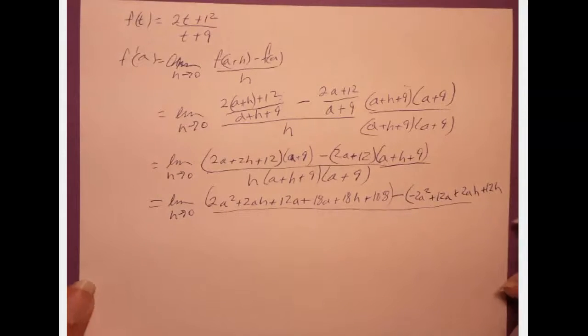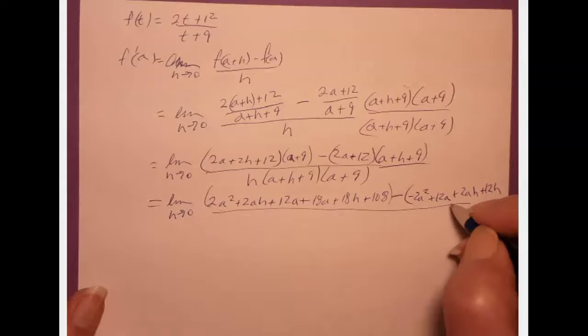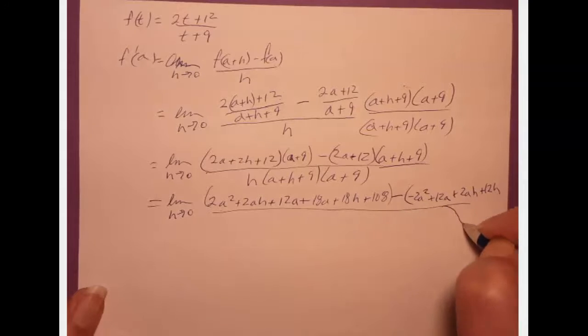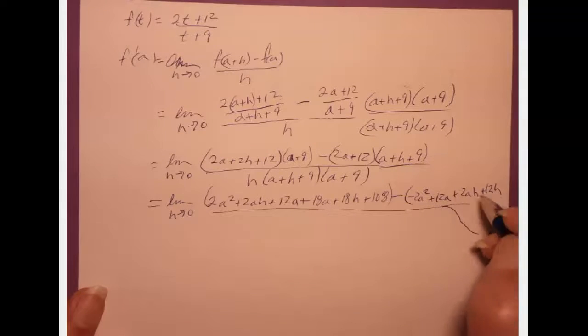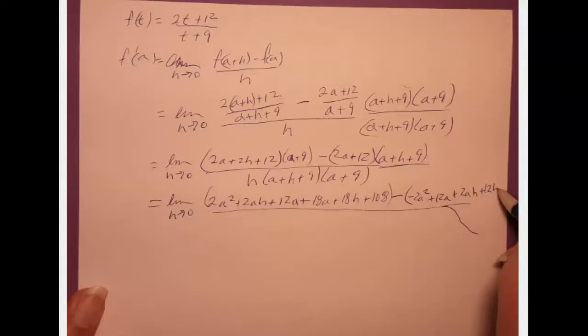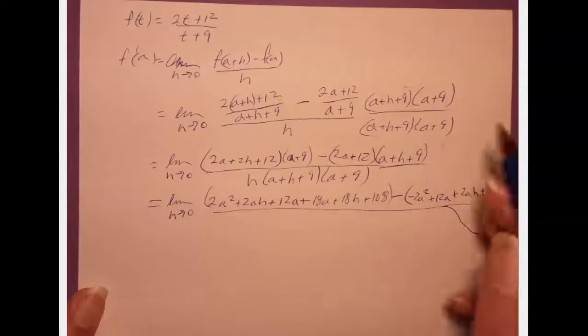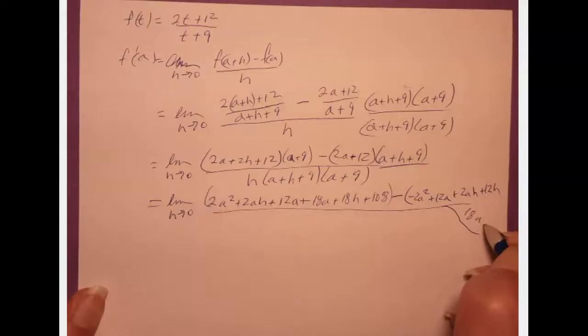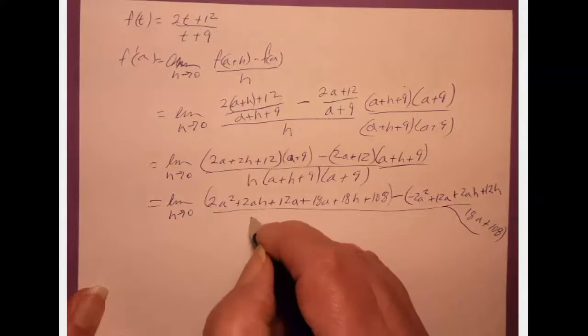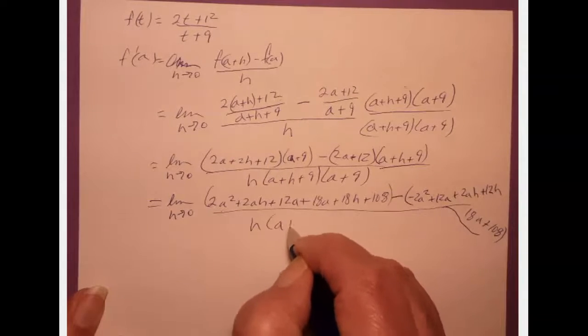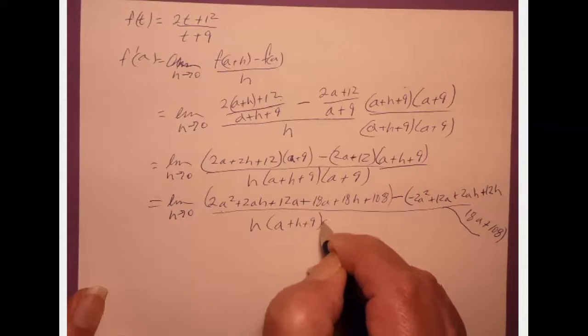And I've run out of room. So what am I going to do? You might do this on the test too. I don't like doing it on videos, but I wanted to show you what it looked like. So this is a teachable moment. So 12h, and then down here I'm going to have 9 times 2 is 18a plus 108. And then on the bottom I have h times a plus h plus 9 times a plus 9.